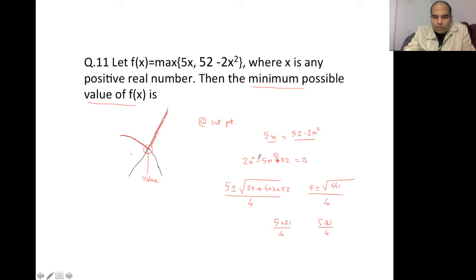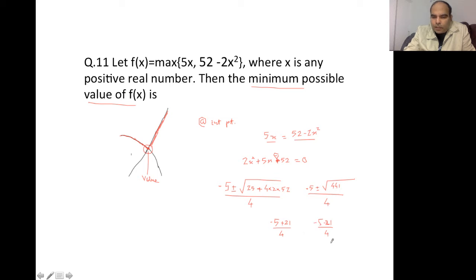Oops, I made a mistake here. It should be plus 5x minus 52 equals 0. So the roots are minus b, which is minus 5 here, plus minus under root b square minus 4ac. So that's minus 5 here, and this is minus 5, and this is again minus 5.